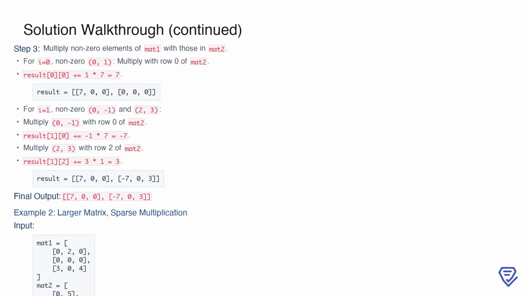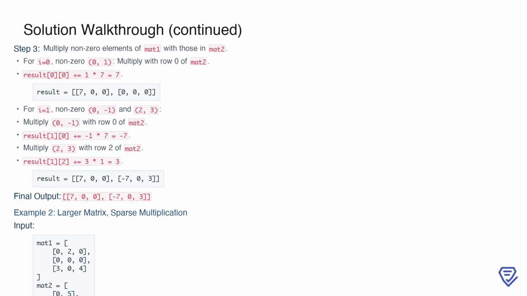Now that we've identified the non-zero elements in mat1, we proceed to the multiplication step. For the first row, i equals 0, the only non-zero element is 0, 1. We multiply this with the corresponding row in mat2. Specifically, column 0 of mat1 interacts with row 0 of mat2. This leads to the computation result[0][0] += 1 * 7, which updates the first element of the result matrix to 7.